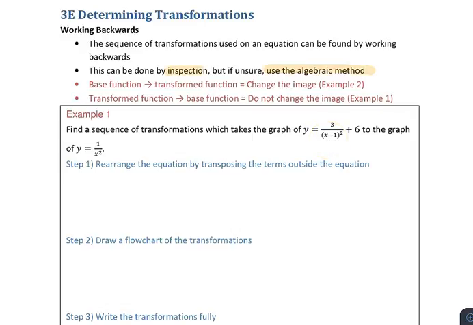Alright, so example 1: find the sequence of transformations which takes the graph of y equals 3 divided by (x minus 1) squared, plus 6, to the graph of y equals 1 divided by x squared. We want to undo the transformations that exist here. So for instance, by inspection, I can see I've moved my graph up 6 units, which means that somewhere in this I'm going to have to move it down 6 units.